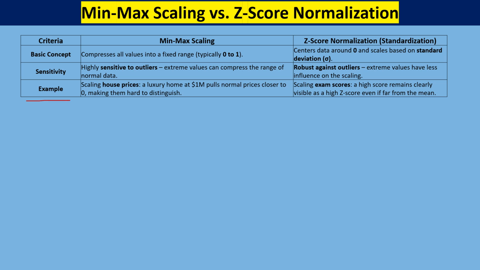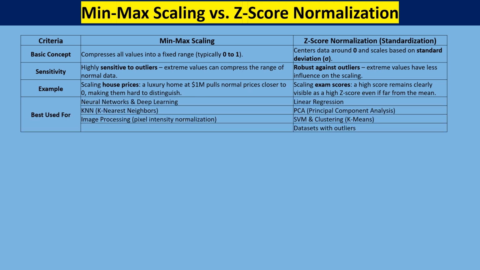For example, imagine house prices. If one house costs $1 million while most are between 100K and 300K, min-max will compress the values too much. With z-score, a 1 million dollar house would still show as extreme but would not ruin the spread of the others. Similarly, with exam scores, z-score helps highlight outliers without distorting everything else.